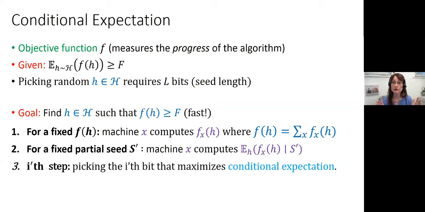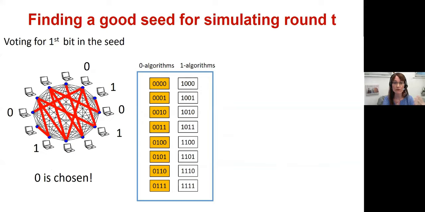Let me give an example of how we find a good seed to simulate some random round T. Suppose we have a randomized algorithm, and in round T the nodes flip coins, but now I want to simulate this round in a deterministic manner. So I want to find a good hash function so that once nodes have it, they can simulate the random decision using this seed. Suppose that the seed length is just 4. That means that the number of deterministic algorithms in my search space is 16, because once I specify the seed, the algorithm is just deterministic.